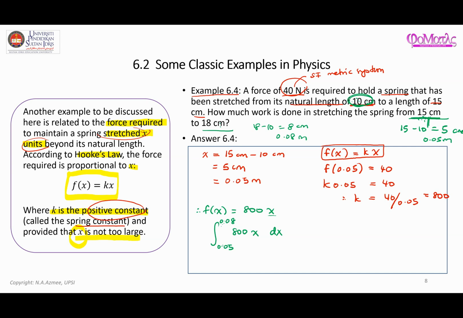Next, we are going to integrate this function. The result will be 800 x squared over 2, evaluated from 0.05 to 0.08. So this becomes 400 times 0.08 squared minus 0.05 squared, and of course you can punch these numbers into the calculator, and you will get that the answer is 1.56, where the unit is joule. Since we are talking in terms of the SI metric system, the force is in Newton and the distance is in meters, and therefore the unit is joule.